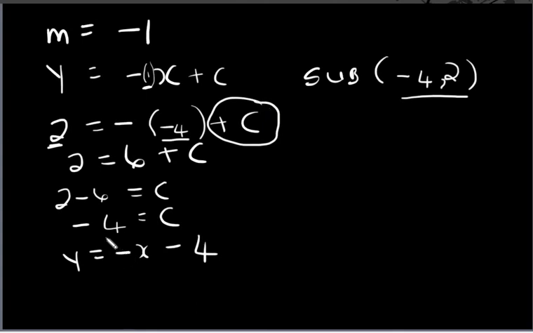Once we find our c value, we then substitute it into our original equation, giving us y is equal to -x minus 4. And that's how we find the equation of a straight line graph.